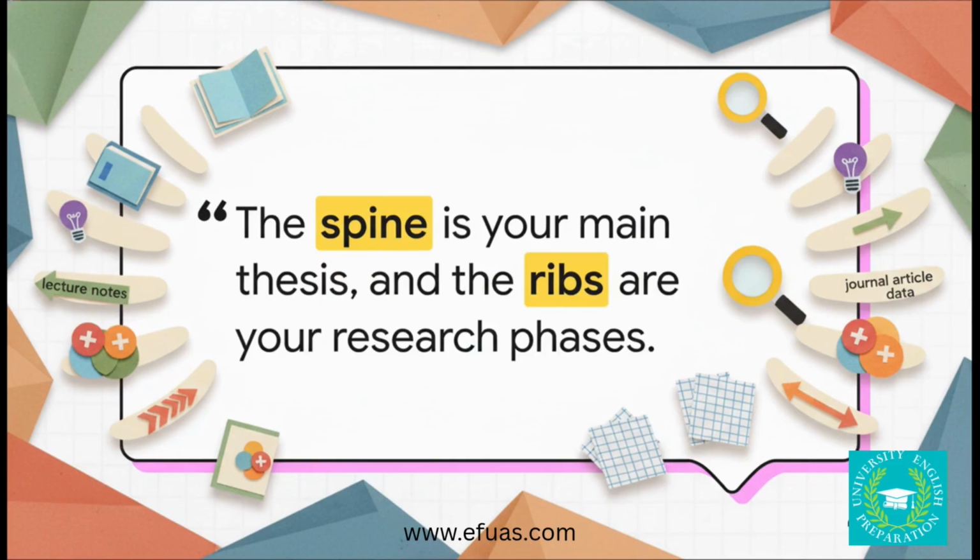Think of it like a skeleton. The spine is your main thesis, and the ribs are your different research phases or subtopics. So instead of a boring linear outline going top to bottom, you draw a horizontal line right across your page. That's your core argument. Then branching off that spine are the ribs: the specific concepts from the lecture, the data from those journal articles, the action verbs you need to hit. Suddenly, that messy pile of research becomes a highly visual, logically mapped out organism.